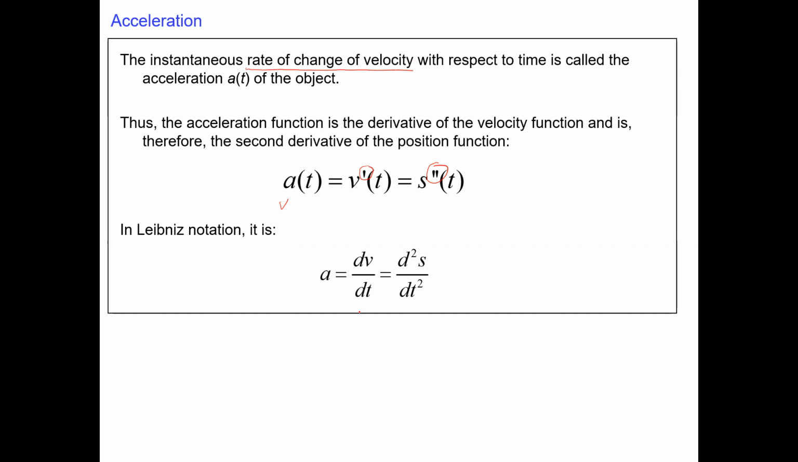And of course, we also have the Leibniz notation, the rate of change of the velocity with respect to time, or this is just the other notation indicating the second derivative of the position function with respect to time. We can see we differentiated twice with respect to time, velocity and then acceleration.